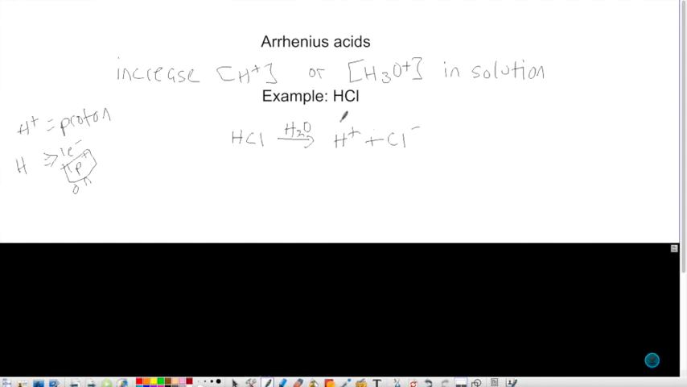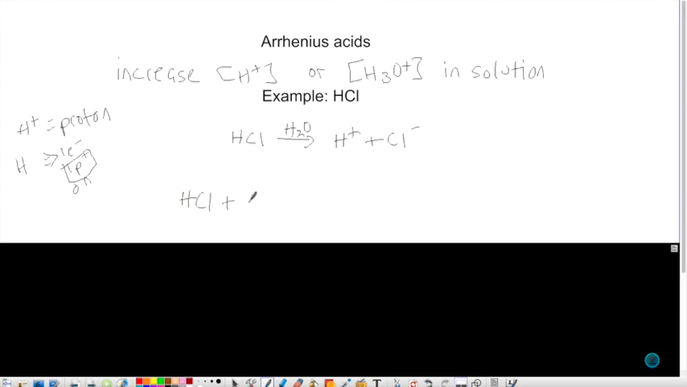So this proton does not actually just float around by itself in solution. What happens is it'll be attracted to the partial negative charge of water. Remember, water has a dipole, so it's got a partial negative charge. So one of these protons will end up attaching itself to a water, and I can represent that in a different way.